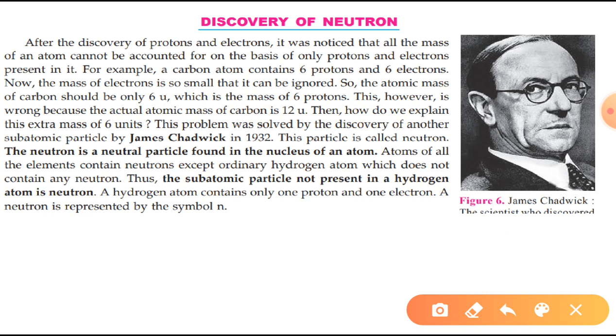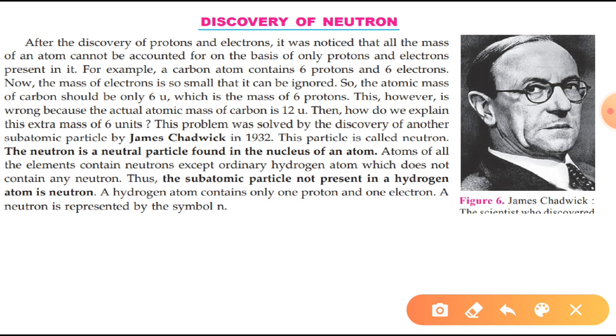Let's take one example. Carbon is an atom having 6 electrons and 6 protons. If you ignore the mass of electrons, then the mass of carbon should be equal to 6, just because it's having 6 protons. But instead, it has a mass of 12 u. So where does the extra 6 come from? That's why another subatomic particle came to be known, and that was the neutron. This problem was solved by the discovery of another subatomic particle by James Chadwick in the year 1932.